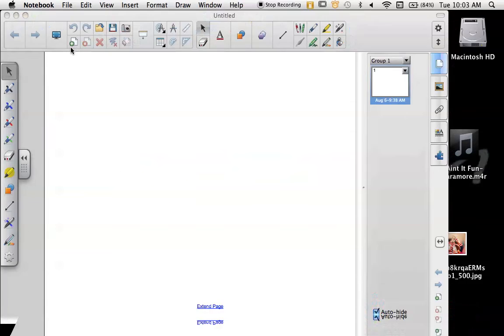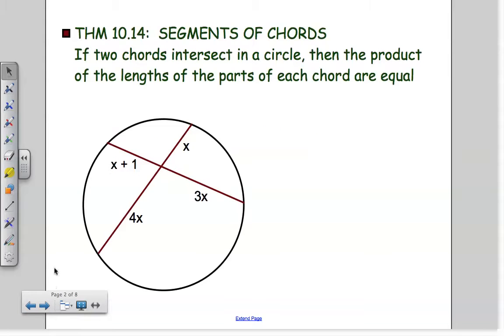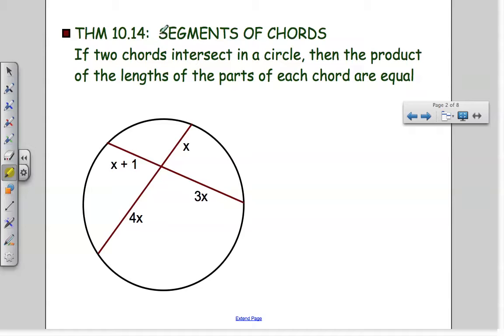In section 10.6, we're looking at segment lengths in circles when we're talking about chords and secant segments and tangent segments. In this first theorem, and an example right away, we're talking about segments of chords. If you have two chords intersecting at a random place in a circle, the product of the lengths of the parts of the chords are equal. Now, product tells you to do what? Product tells you to multiply.